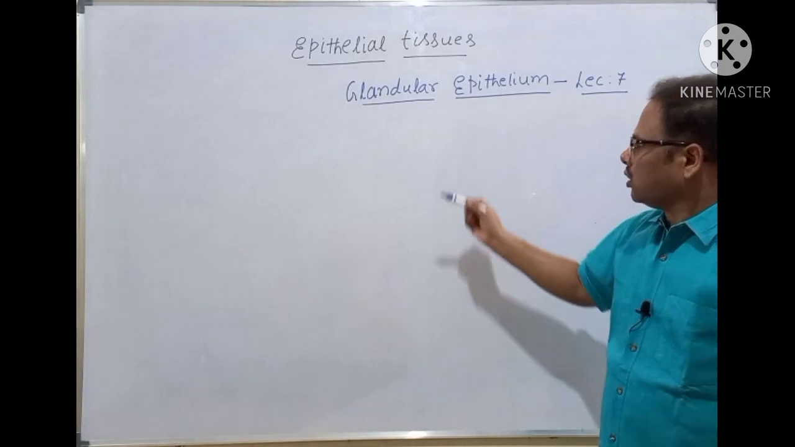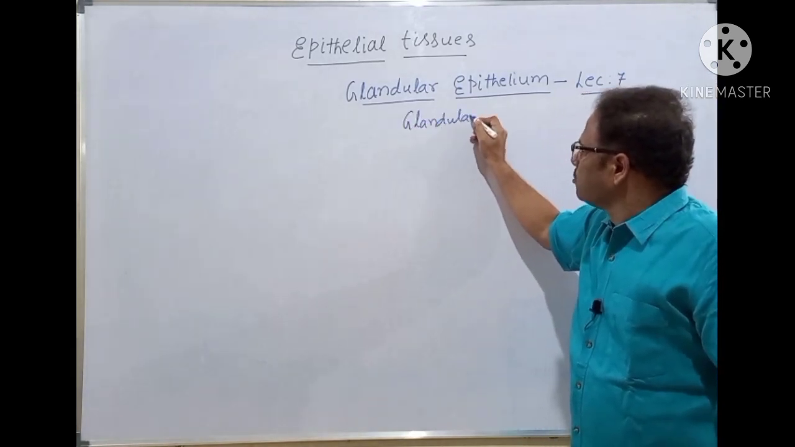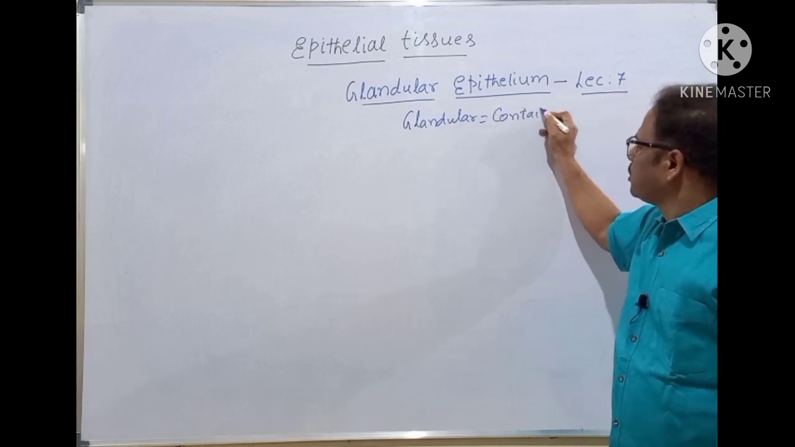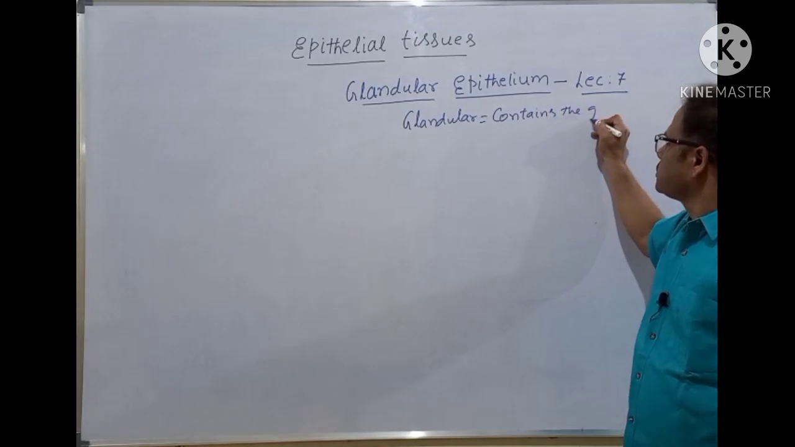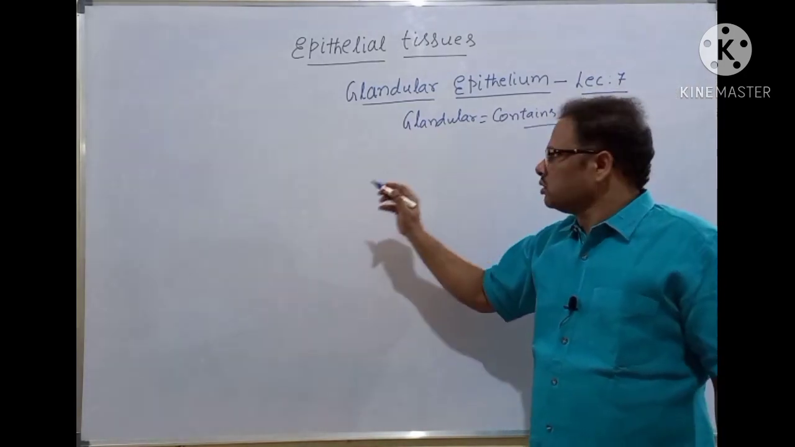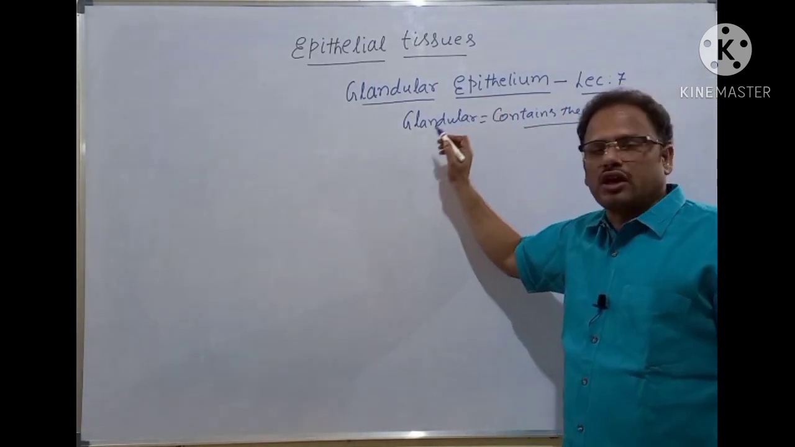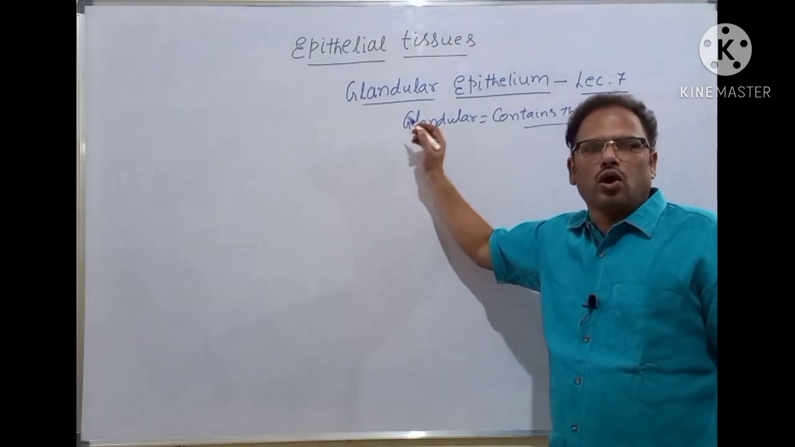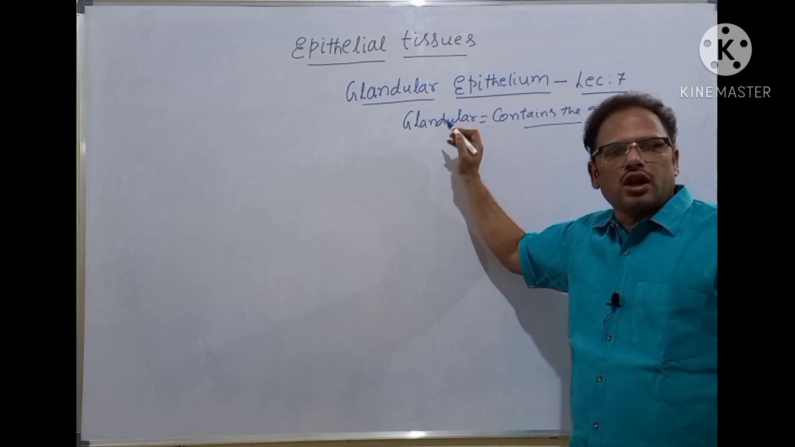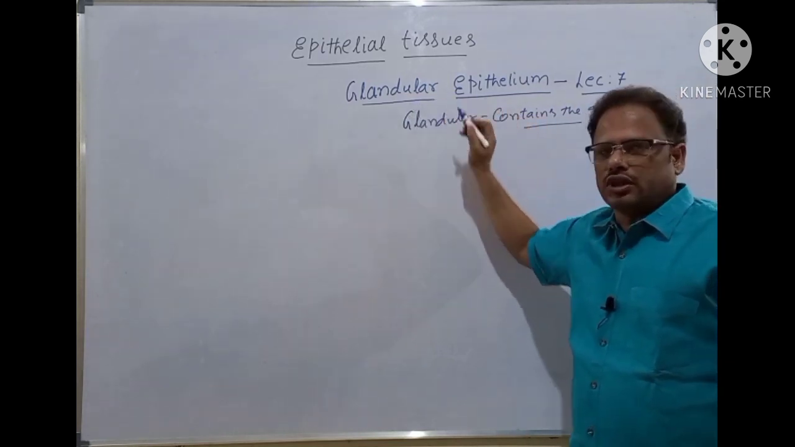What is glandular? Glandular means which contains the glands. Has the glands, that's called glandular. The epithelial tissue which is modified, which has become specialized for the secretions, is called glandular epithelium.